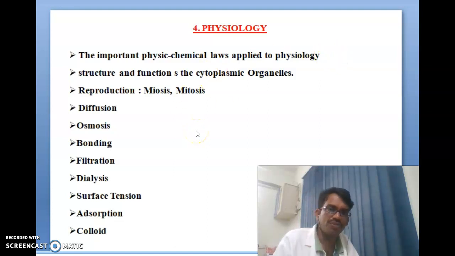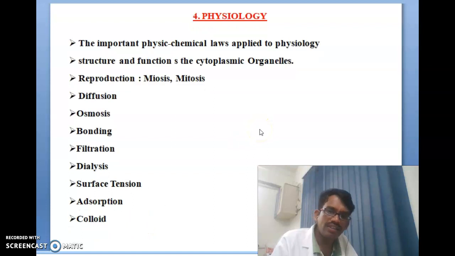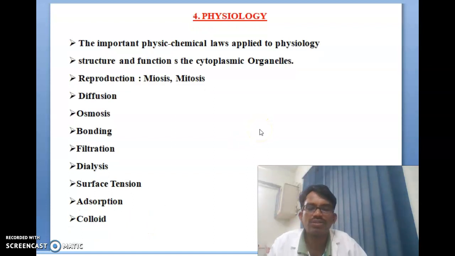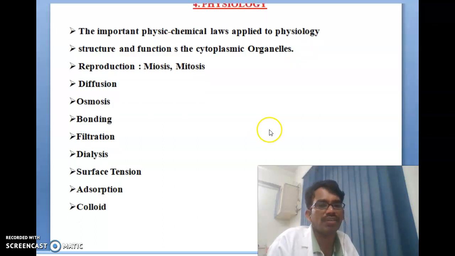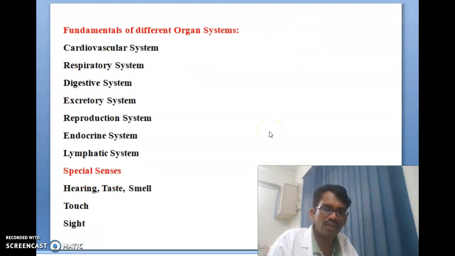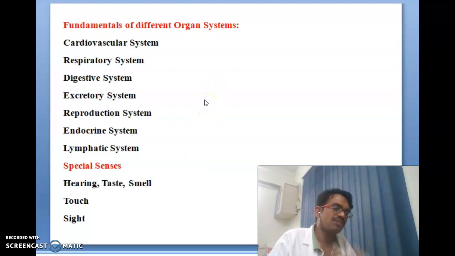And what is diffusion, osmosis, bonding, filtration, dialysis, surface tension, adsorption, and colloids? These are the topics and practicals you can learn from the physiology subject. You can also see the fundamentals of different organ systems: cardiovascular, respiratory, digestive, excretory, reproductive, endocrine, and lymphatic systems, and special senses like hearing, taste, smell, touch, and sight. These things will be studied in physiology.